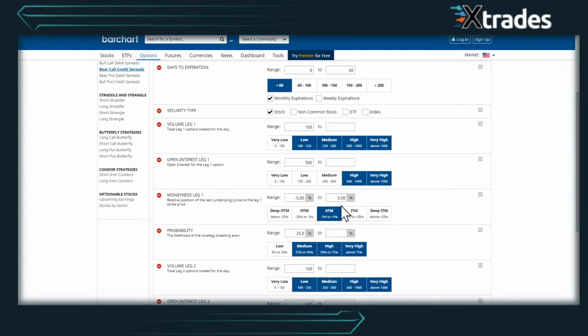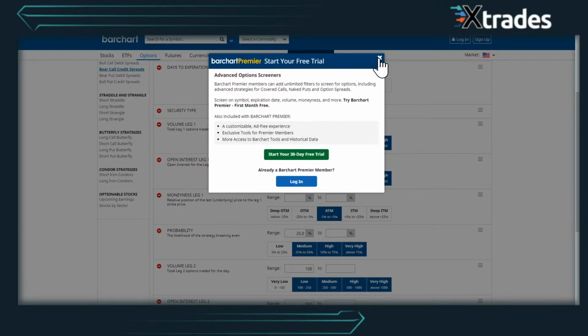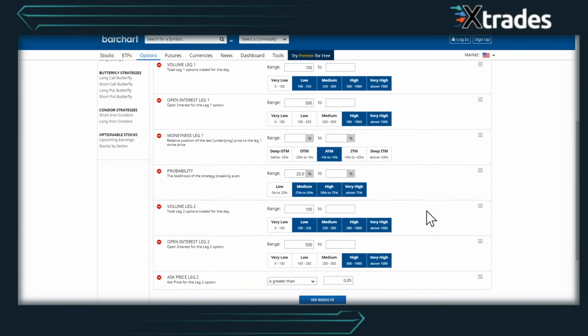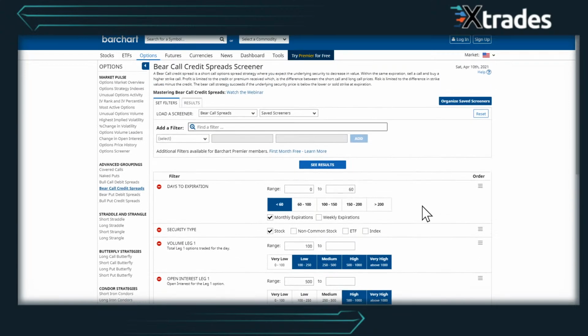Moneyness. I like to do out of the money, and I don't really like to do in the money strikes. It's just a risk reward kind of thing. I prefer to just be out of the money. So I'll probably change this to something like 0%. And I'm not logged in, so I can't do anything, but that's what I would recommend. I don't prefer to do in the money. You can if you want to be more aggressive. But yeah, those are the primary things I'm looking at.